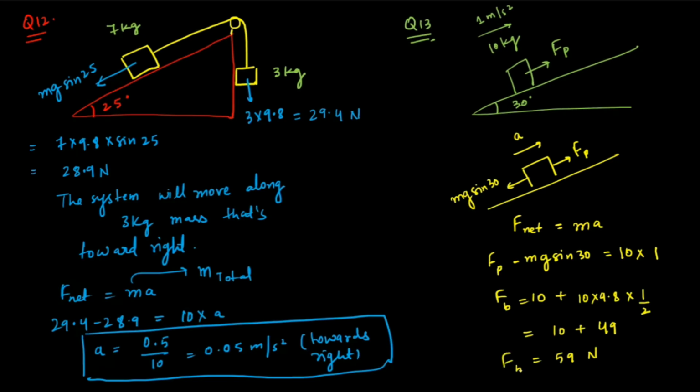So this is going to be the pulling force, or parallel force, which is pulling the whole object upward. And because of this force, the object has 1 meter per second squared of acceleration. So these questions are pretty simple. What you have to do is understand how objects are moving. If you are able to see how objects are moving, you'll be easily able to solve these problems. I hope these questions make sense.